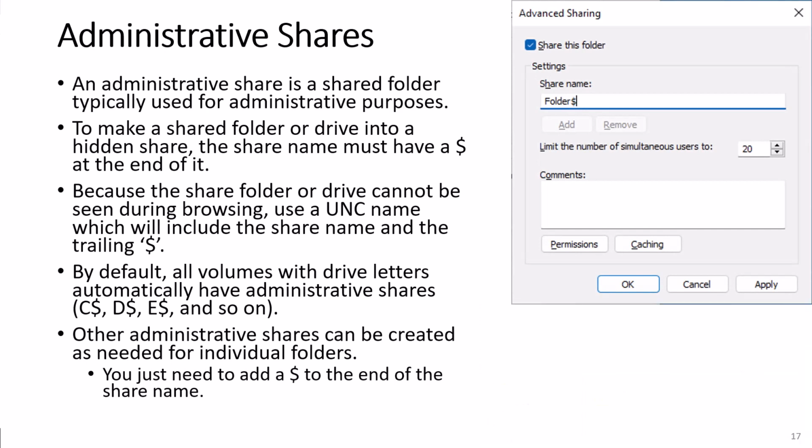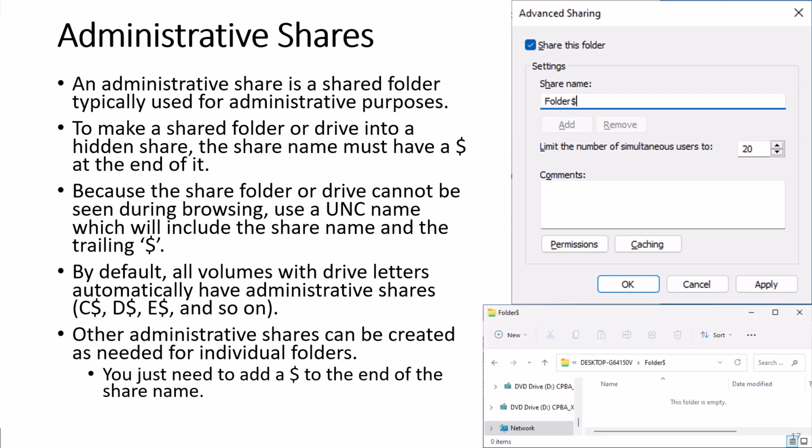An administrative share is a shared folder typically used for administrative purposes. To make a shared folder or drive into a hidden share, the share name must have a $ sign at the end of it. Because the shared folder drive cannot be seen during browsing, use a UNC name which will include the share name and the trailing $ sign. By default, all volumes with drive letters automatically have administrative shares: C$, D$, E$, and so on. Other administrative shares can be created as needed for individual folders. You just need to add the $ sign to the end of the share name.